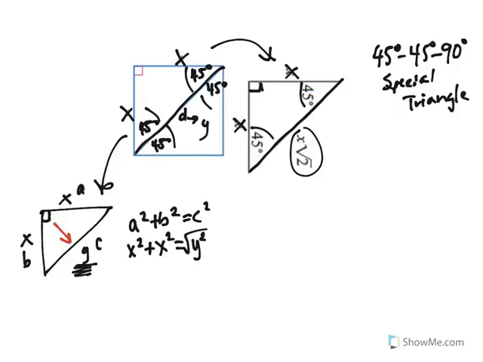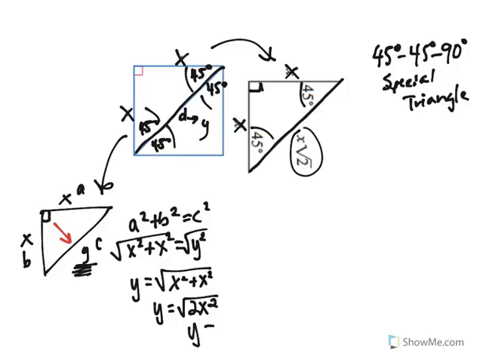In order to get rid of the exponent, we square root both sides and we get y equals the square root of x squared plus x squared. What's x squared plus x squared? 2x squared. What does the square root of 2x squared break up into? The square root of 2 and the square root of x squared. What's the square root of x squared? X. What's the square root of 2? We'll just leave it as the square root of 2.